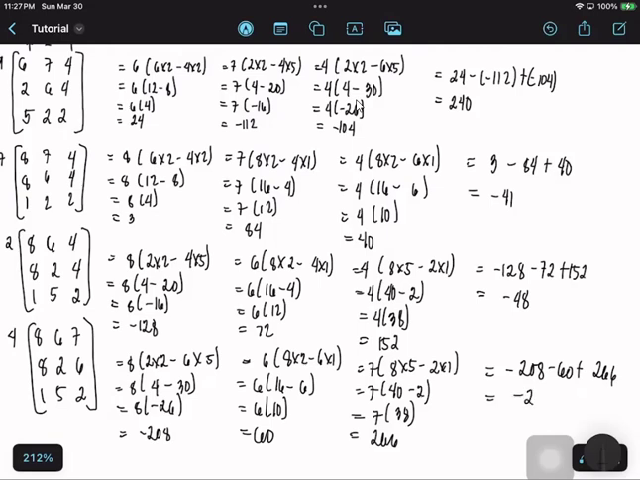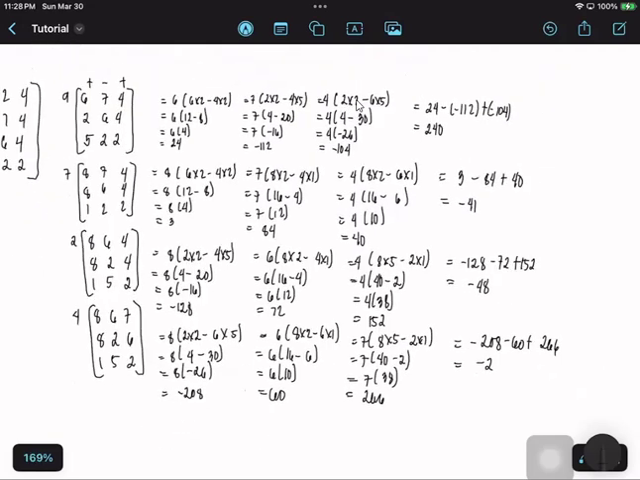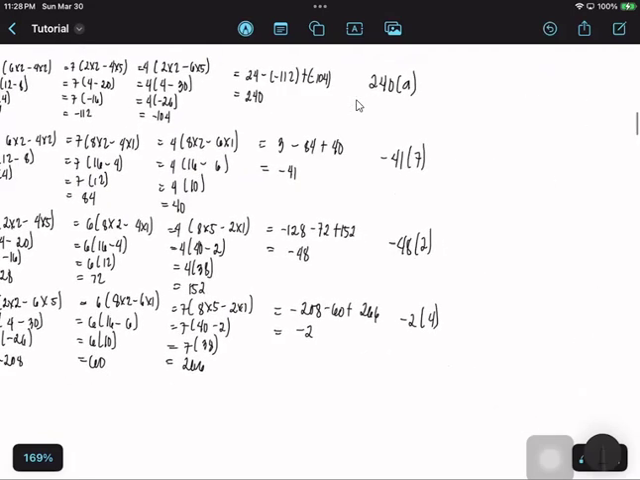So since you're able to calculate that already, we will begin to do 240 times 9 since it's here. Then negative 41 times 7, negative 48 times 2, then negative 2 times 4, and the width. So for this one right now, 240 times 9 is 2,160.